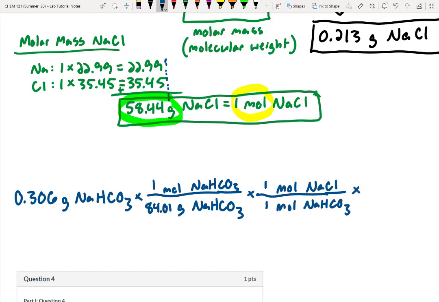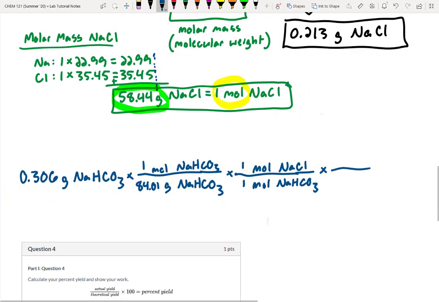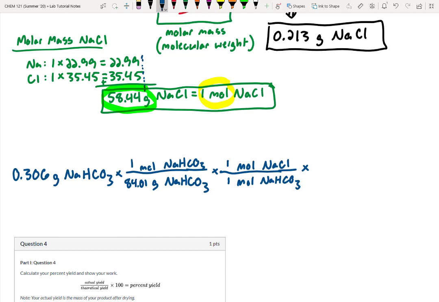And then in this last step, we said, okay, we've got all of that now. Let's cancel out moles of NaCl by putting it on bottom, and let's get to grams of NaCl. Whoops, I forgot my L there. And we said that it was 58.44 grams per 1 mole.